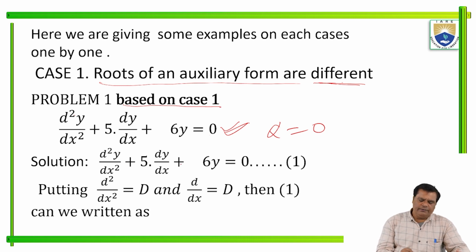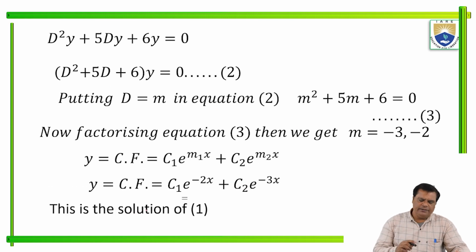So here is the equation and its solution. I am starting the solution. So this is equation 1. Putting d² over dx² as D squared and d over dx as D, equation 1 can be written as D²y + 5Dy + 6y = 0.